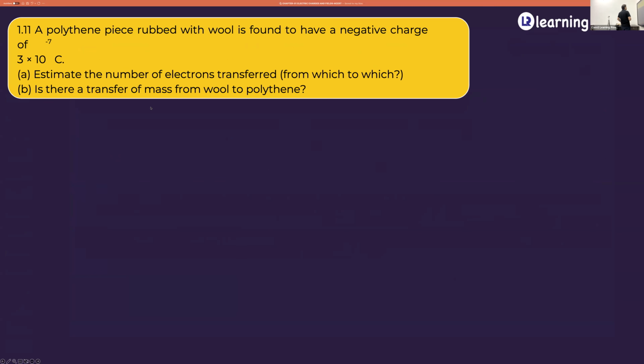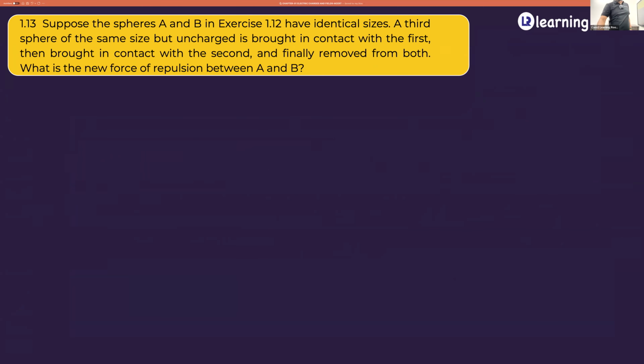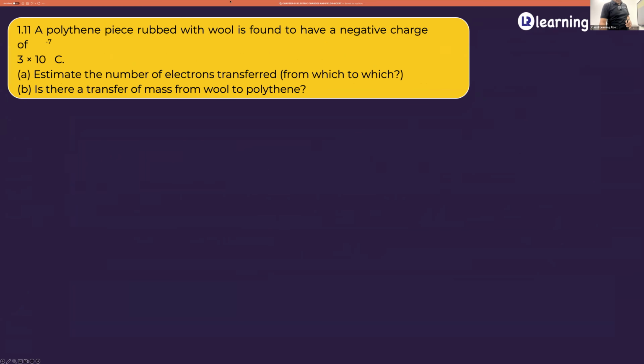See, what is the charge here? 3 into 10 power minus 7, 11th. What is the charge? Okay. So listen. There is a polythene piece which is rubbed with wool and is found to have a negative charge of 3 into 10 power minus 7 coulomb. Estimate the number of electrons transferred, and they're asking from which material to which material have the electrons got transferred.